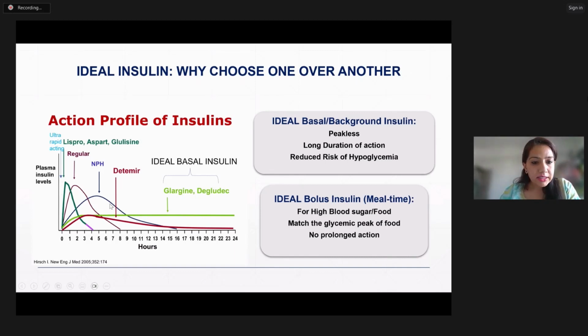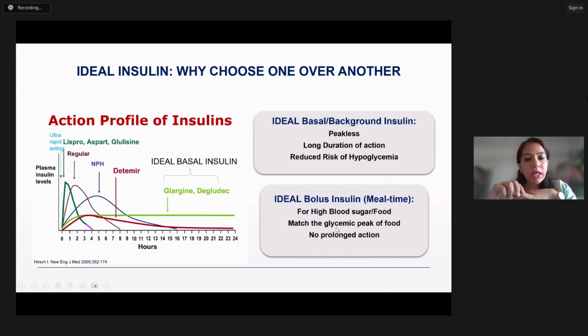This is the intermediate type of insulin called the NPH, which was previously used as a basal insulin, and it used to be given twice a day. But as you can see, it has a good amount of peak, and then it doesn't last very long. And even detemir, it used to have a little bit of a peak, but then the duration of action would be only 15-16 hours.